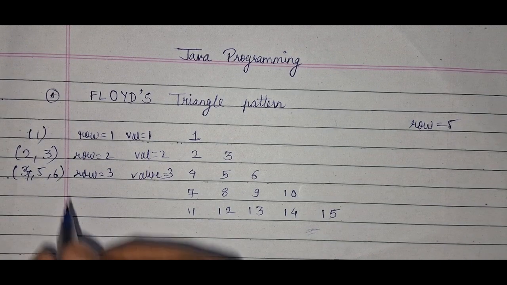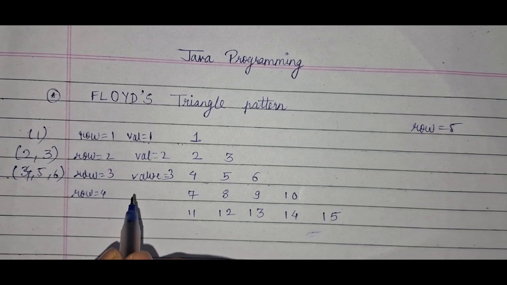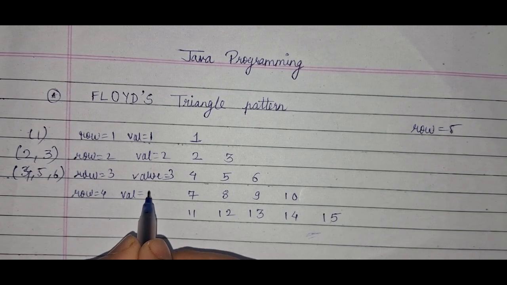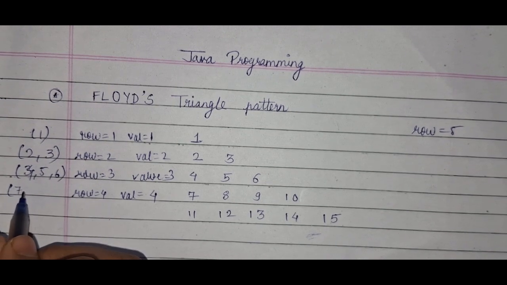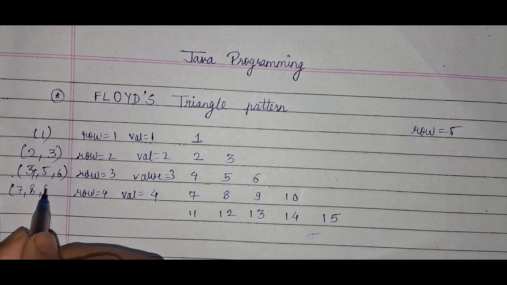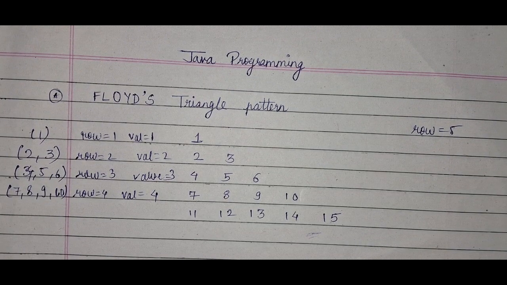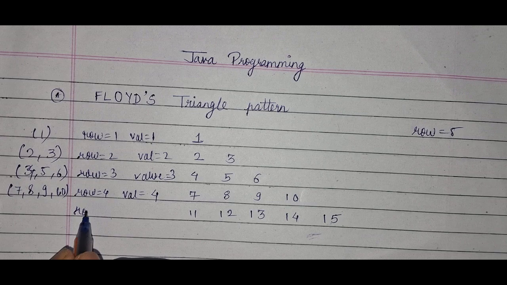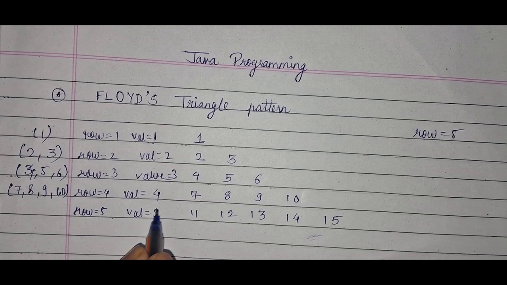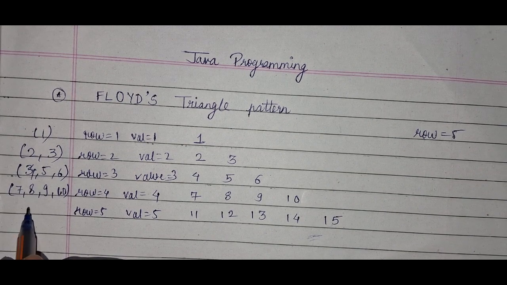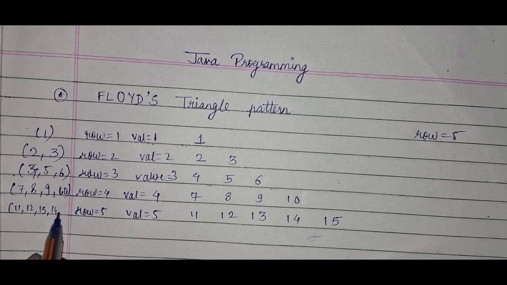Now in row 4 the number of values printed is 4 only, and the values are 7, 8, 9, 10. Okay, and in row 5 the number of values is 5, and the values are 11, 12, 13, 14 and 15.